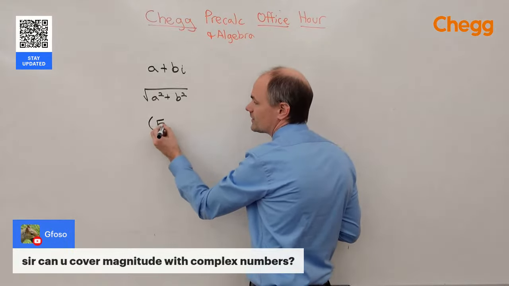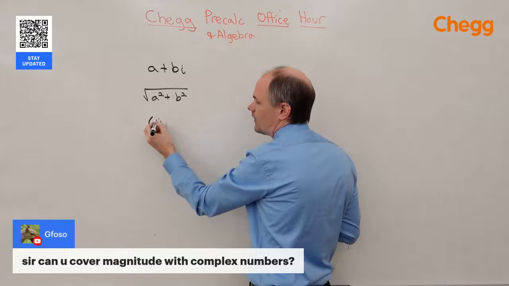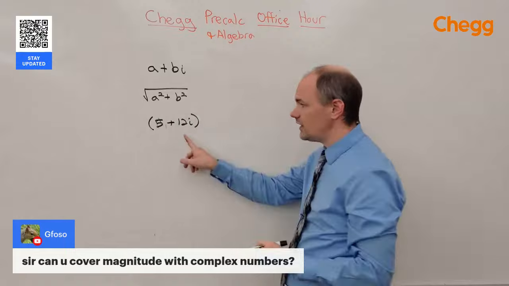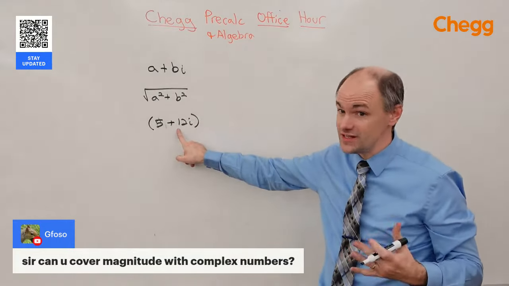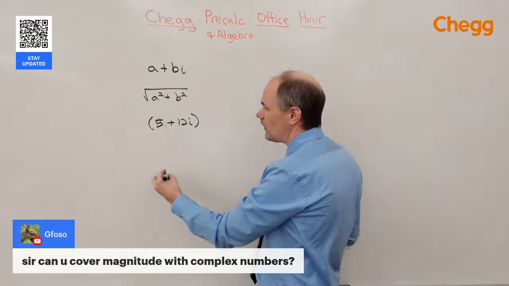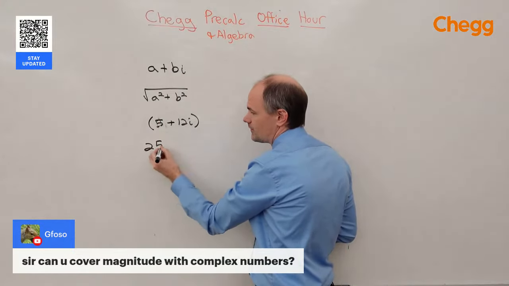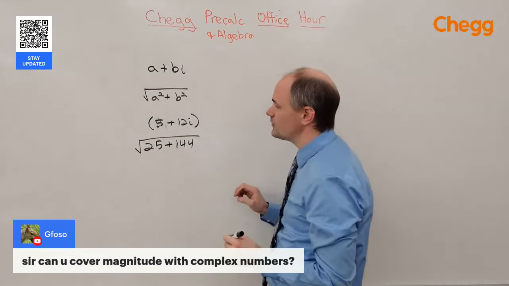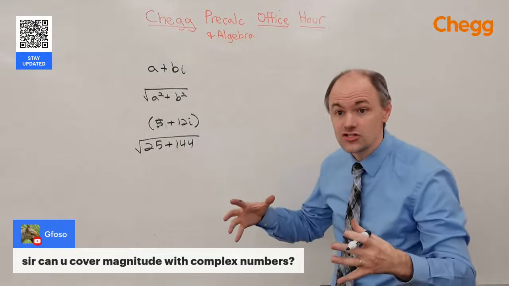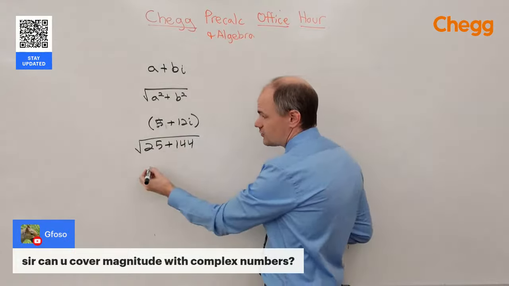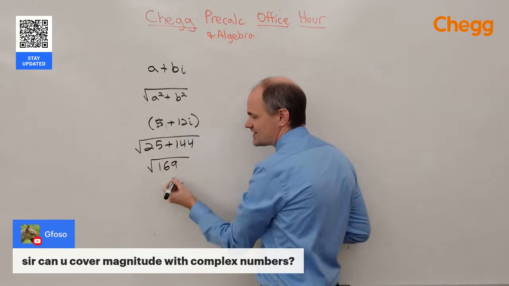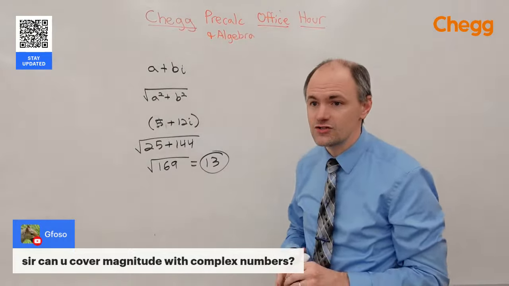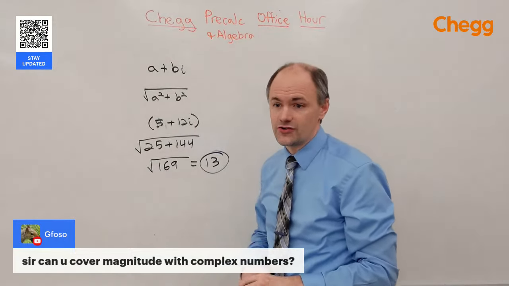So if I've got the complex number 5 plus 12i, and I want to see the distance this number is from 0, as weird as that is to think about, all I have to do is square the first number, square the second number, and take the square root of that. That gives us the magnitude of that complex number. And 25 plus 144 is 169, which has a beautiful square root of 13. And so we would say the magnitude of that complex number is 13.